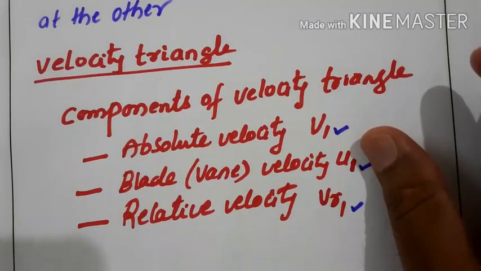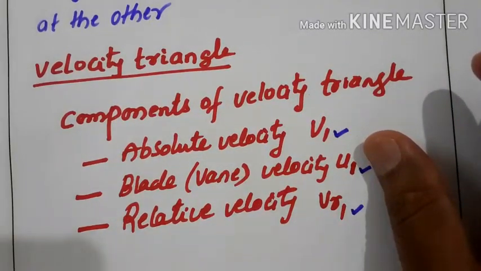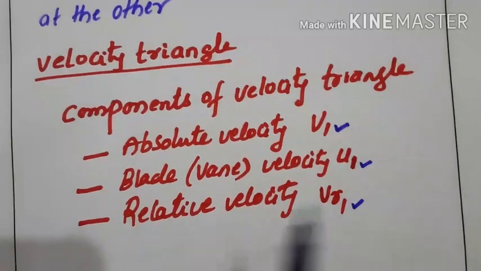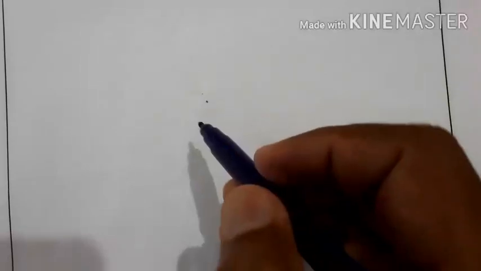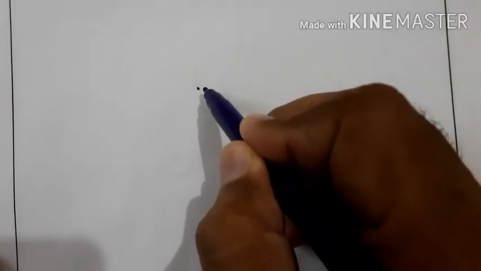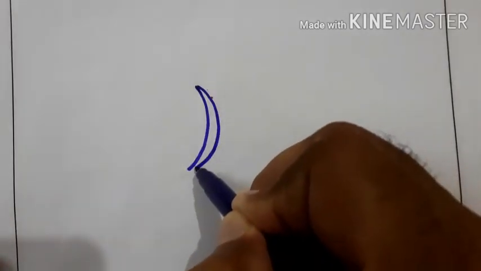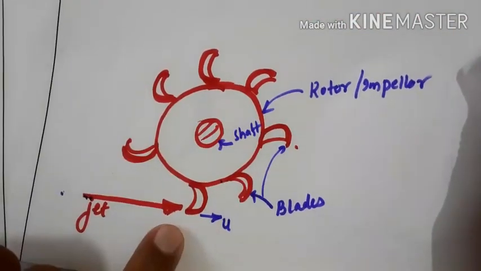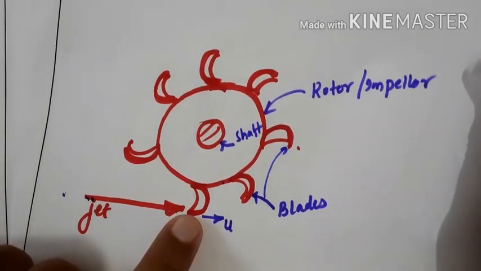Typically, as I said, this velocity triangle consists of the absolute velocity, the blade velocity, as well as the relative velocity. See, this is the vane. You can say it is one blade. So here I have taken one blade.